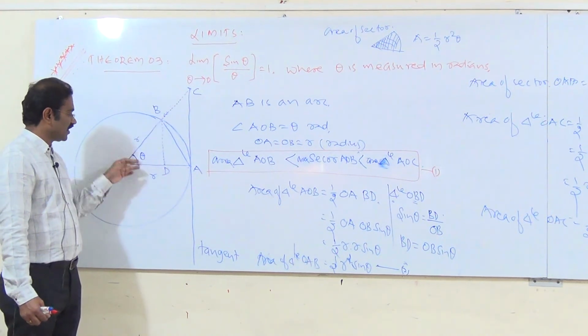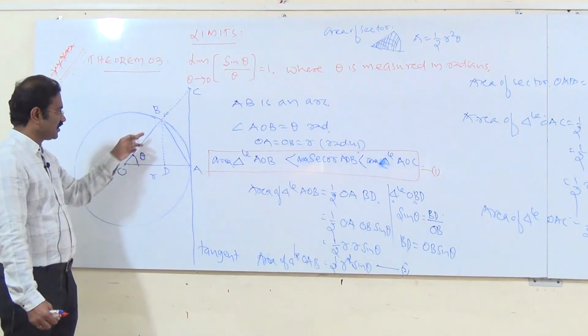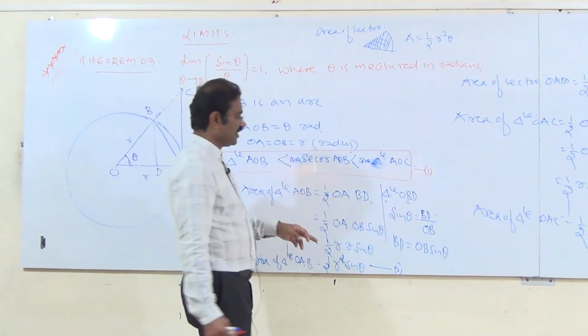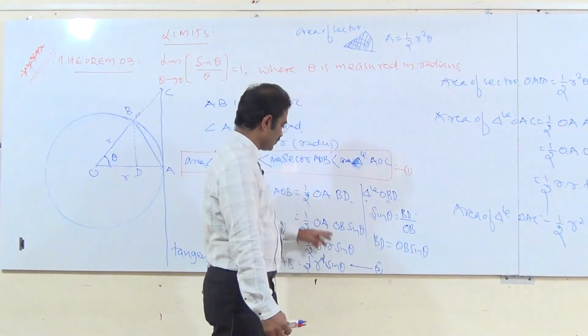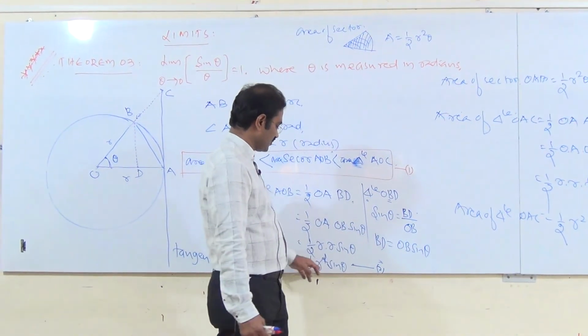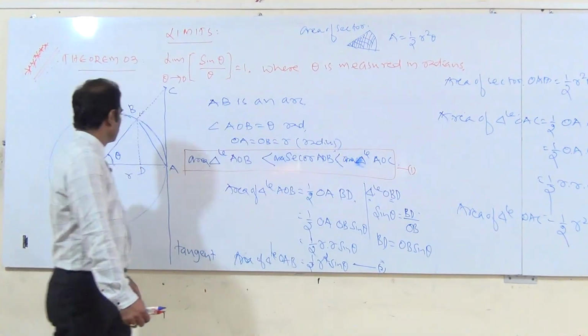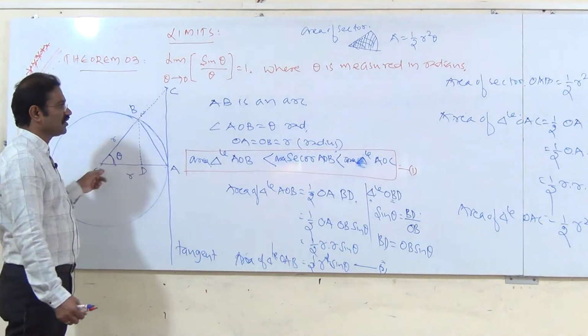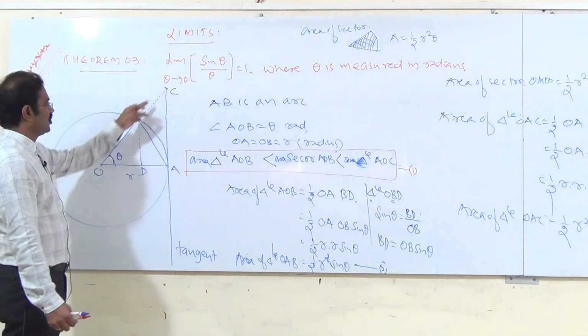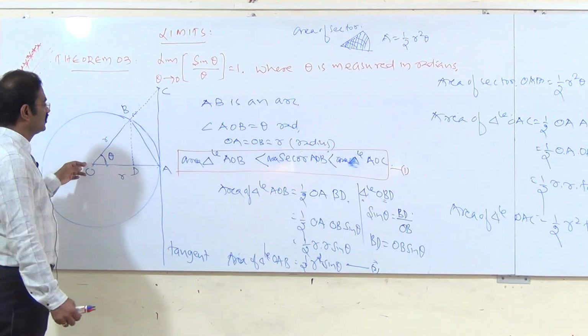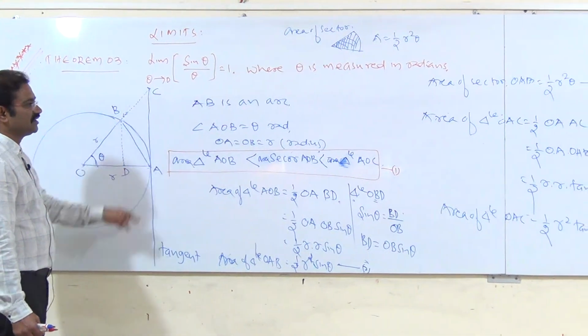Then, to find the height, sin theta is the opposite side divided by the hypotenuse. BD is equal to OB into sin theta, which is R sin theta, so the area is 1 by 2 R square sin theta. Then the area of the sector is 1 by 2 R square theta. Area of the big triangle is 1 by 2 OA into AC.